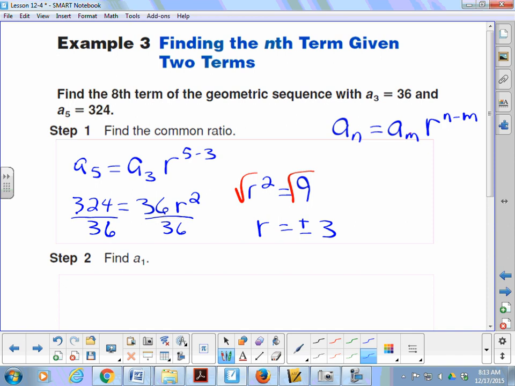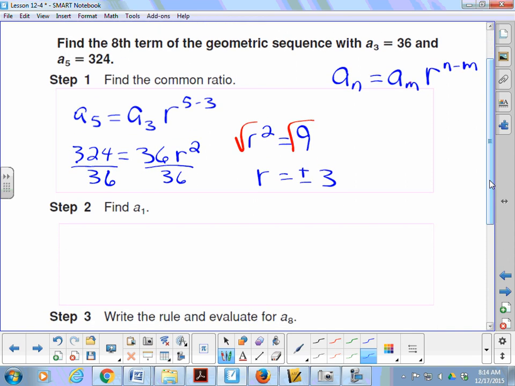So potentially, there are two answers to this problem, not one. Okay. In some of the problems you do, there are going to be two answers and not one. No, they both work. Okay. The thing is that, and we'll look at it real quick here then. Okay. So we want to find the eighth term.